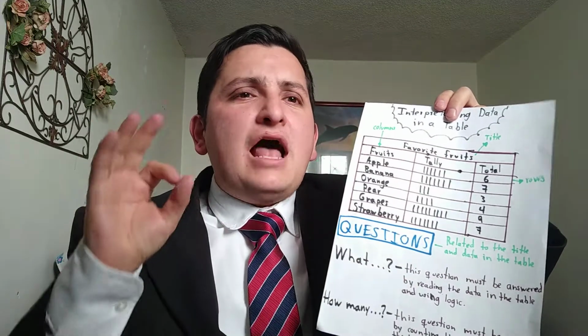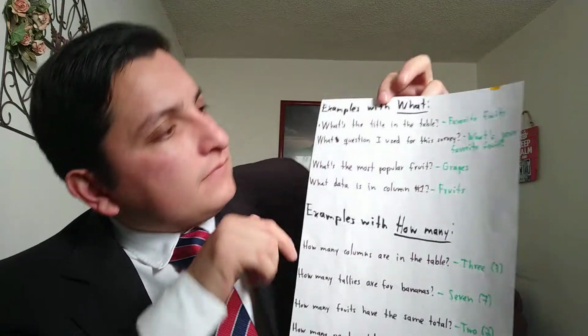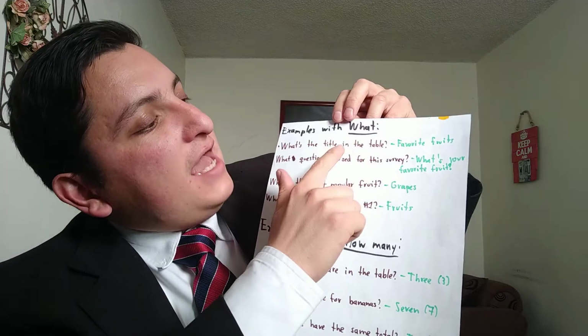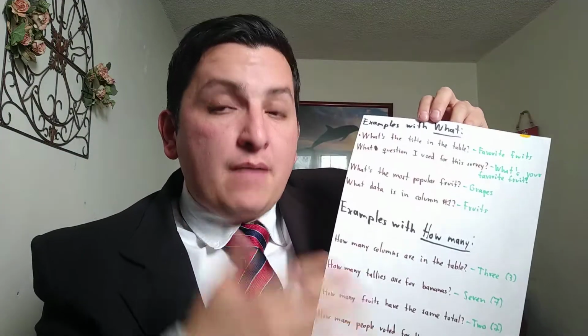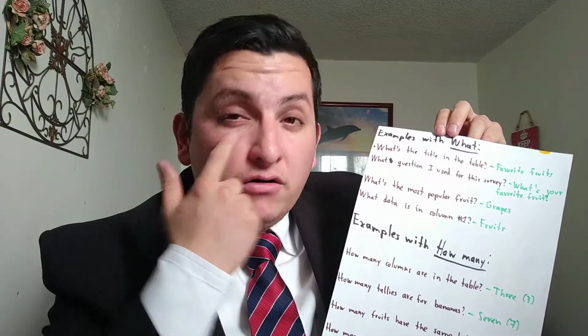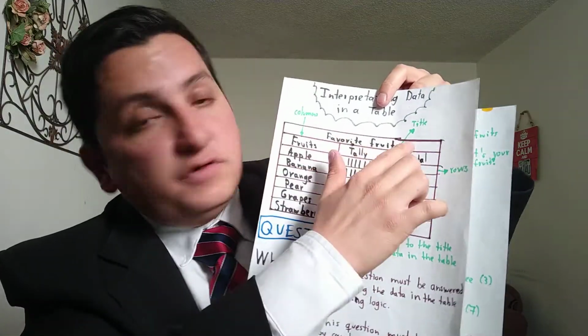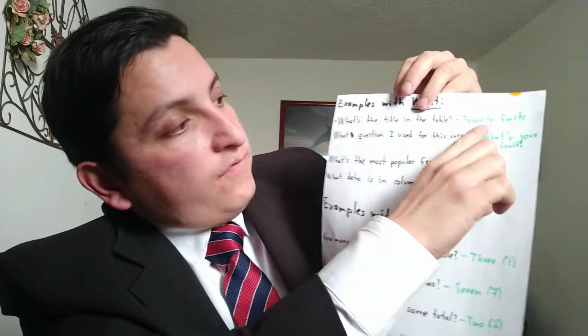Now, to make this a little bit clearer, let's check these examples, okay? Examples with what? What's the title in the table? Do you remember the information about using our eyes to check the title in this table? What is the title? Favorite fruits. I am reading the data. Favorite fruits.